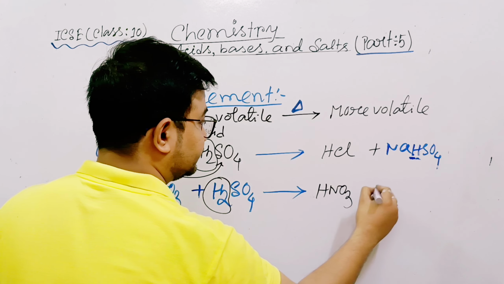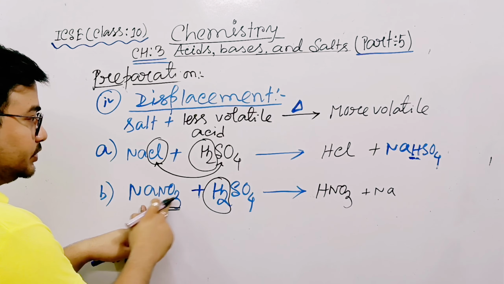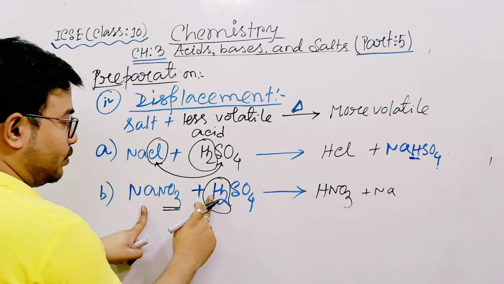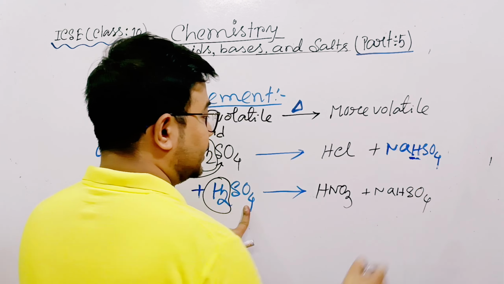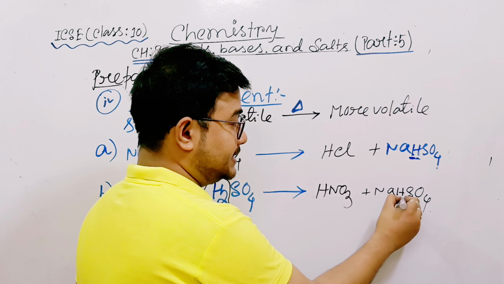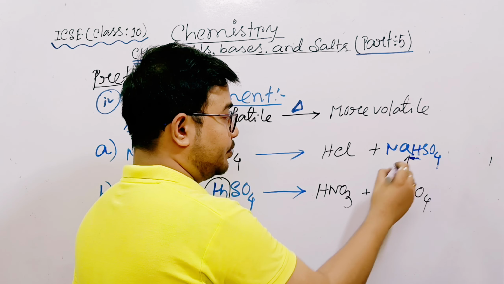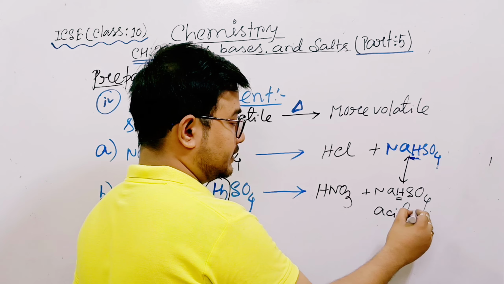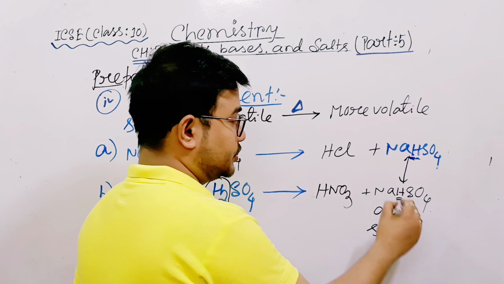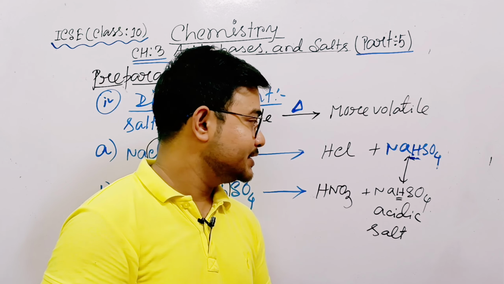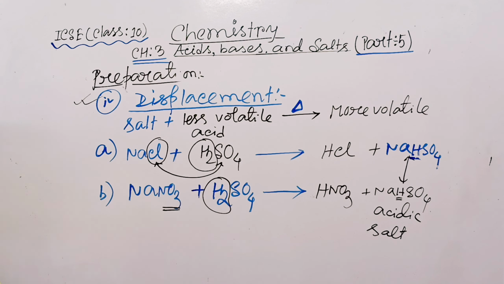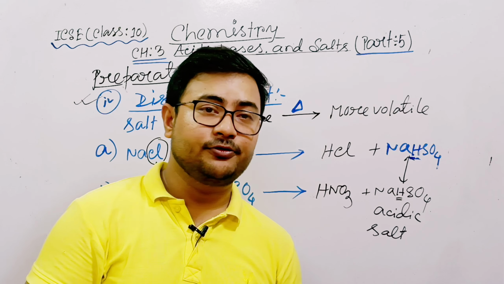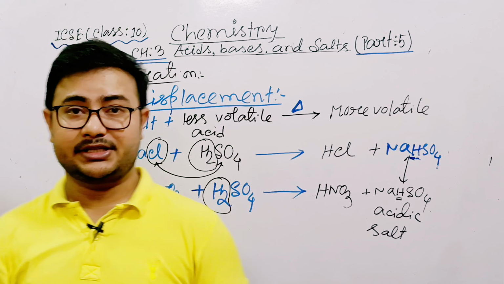Now which one is left? Na. NO3 already done here. 1 H. So how many H left? 1 H, SO4. So tell me, it is also the same. H is there. So both are the same. Both are acidic salts. Sodium bisulfate. The name is sodium bisulfate.